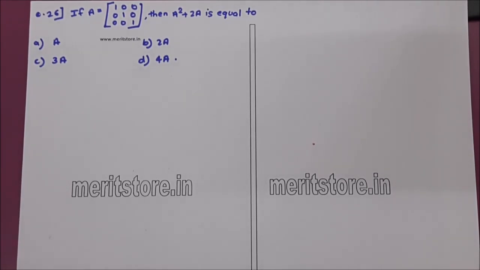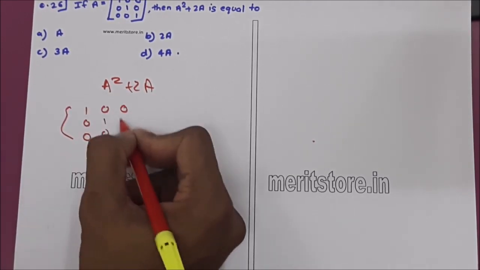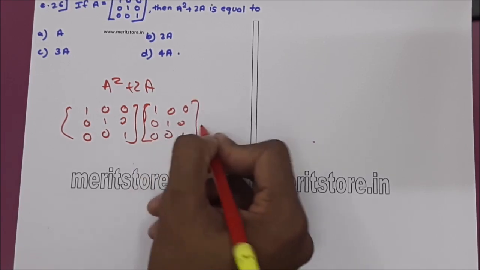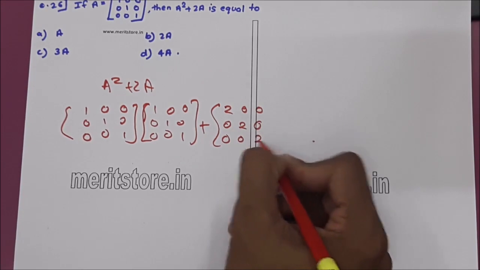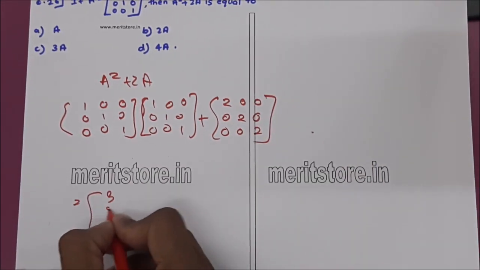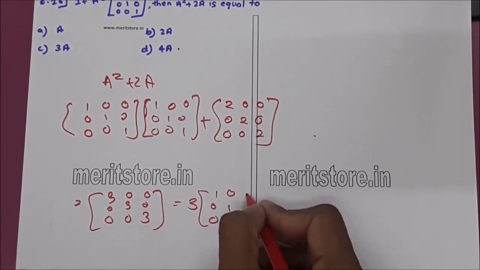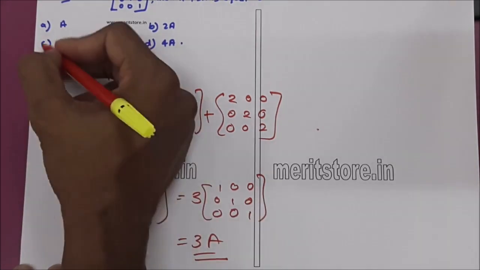Question 26. If A is equal to the 3 by 3 unit matrix with diagonal 1, then A square plus 2A is equal to, we have four options: A, B 2A, C 3A, D 4A. So we substitute the value of A in the equation, A square plus 2A. We get 1 0 0, 0 1 0, 0 0 1 into A square, plus 2 times this, we get 2 0 0, 0 2 0, 0 0 2. We solve this, we get 3 0 0, 0 3 0, 0 0 3. We take 3 as common, which is nothing but 3A, which is option C. Option C is the correct answer.